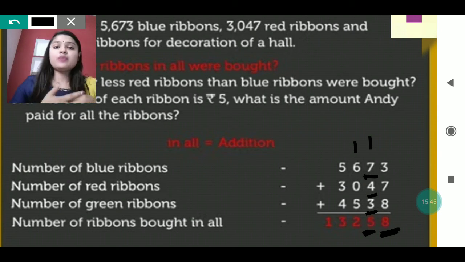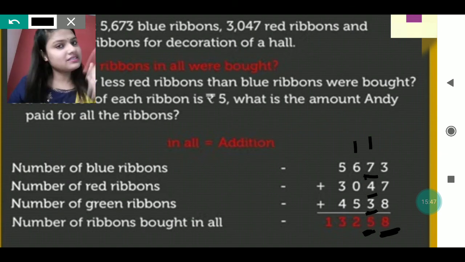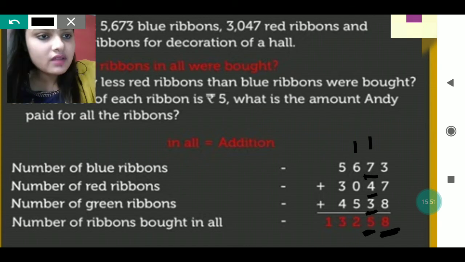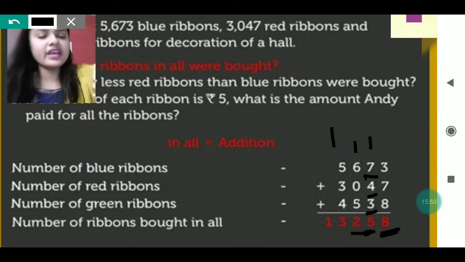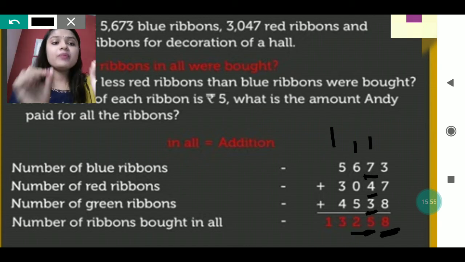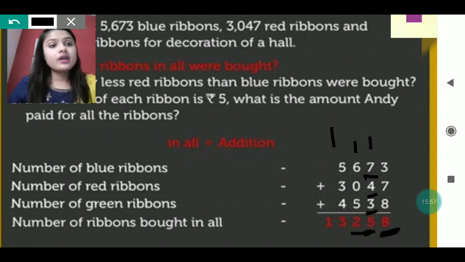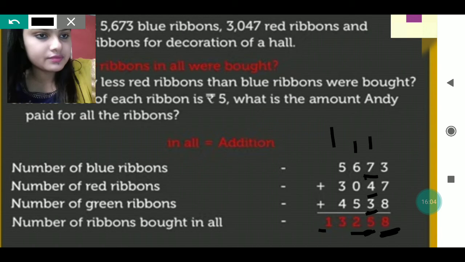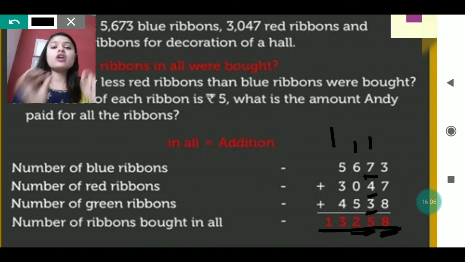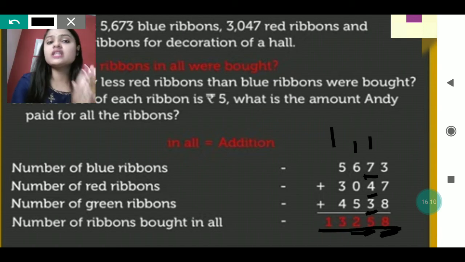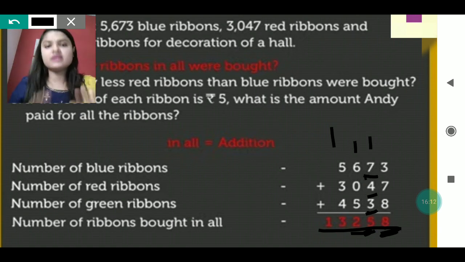Now 6 plus 5 is 11, plus 0 is 11, plus 1 is 12. So of 12, 2 we will write and 1 we will take as carry. 5 plus 4 is 9, plus 3 is 12, plus 1 is 13. So the number of ribbons bought in all. How many total ribbons he is having.